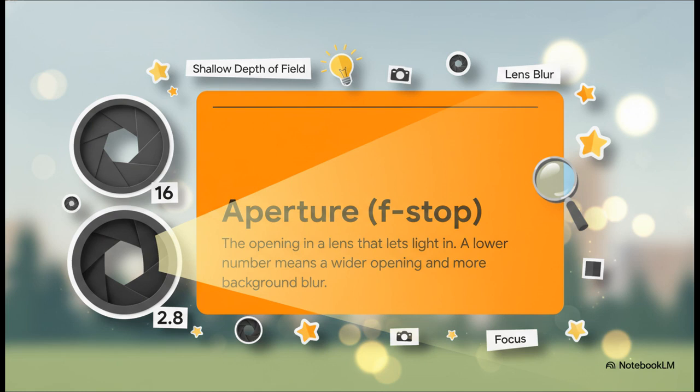So here's the key thing to remember, and it's a little counterintuitive. The lower the f-stop number, the wider the opening in the lens is. And a super wide opening, like our f2.8, does two things. It lets in a ton of light, and it just obliterates the background into a beautiful blur. That is the secret sauce for that high-end professional look.